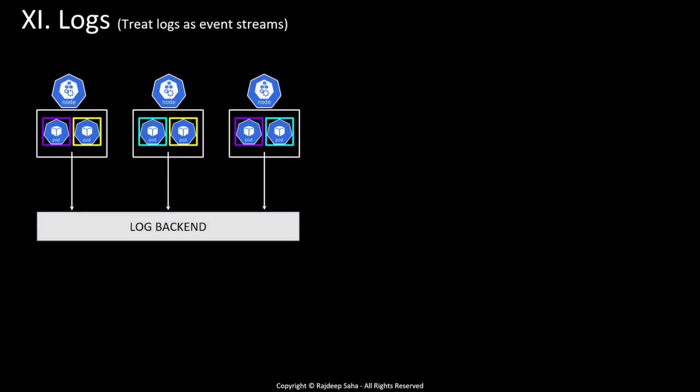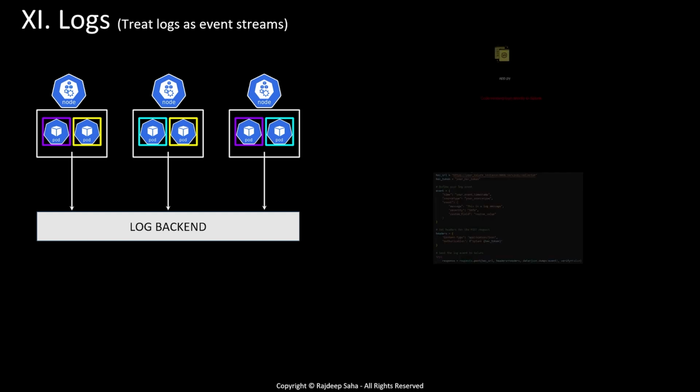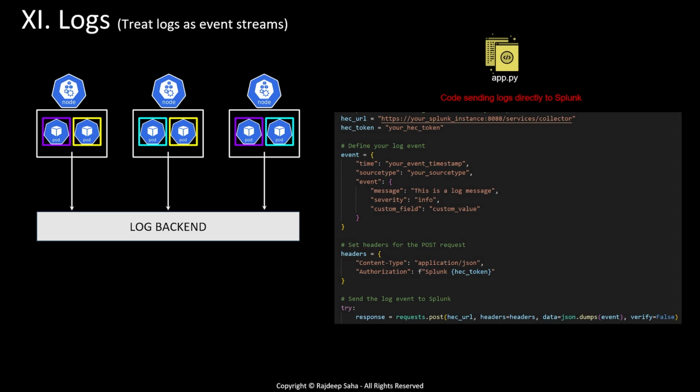Okay, the 11th factor is logs. The tagline is treat logs as event streams. I said before that this is part of making the code portable, right? So let's say your code is running inside the pod, and then you need to send the logs to a logging backend. So one option is, in your application code app.py, you can code to send the logs directly to Splunk. So you'll have a Splunk URL or HEC URL with your HEC token. You define your log event and then do an API post to send it to the Splunk URL.